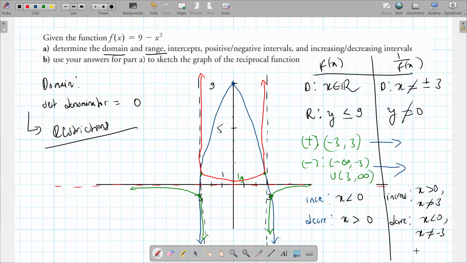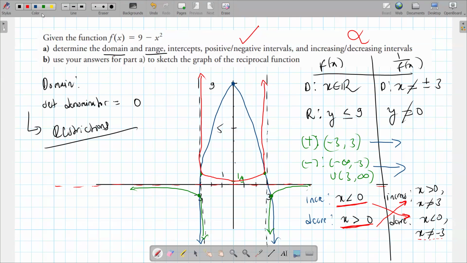So increasing, decreasing intervals, they're not the same. Positive, negative intervals are, increasing, decreasing intervals are not, but they're related. The increasing here becomes the decreasing here, and then with restrictions, if there are any discontinuities. The decreasing interval here for the parent function becomes the increasing interval here. Again, you gotta mention the discontinuities, which in this case are your vertical asymptotes. If there were holes, we would also mention the holes. And that's it for this question as well.